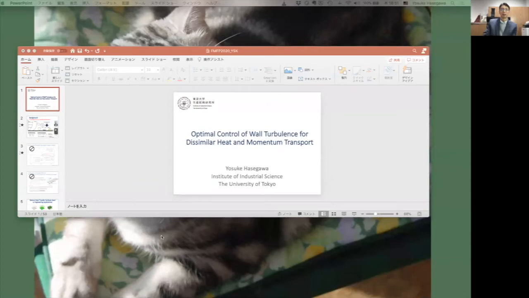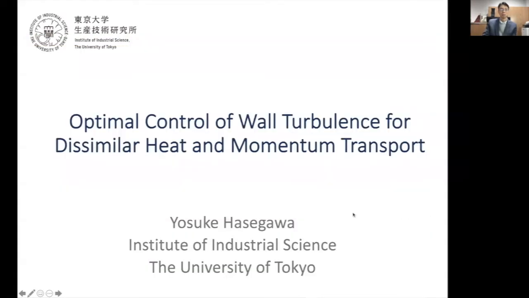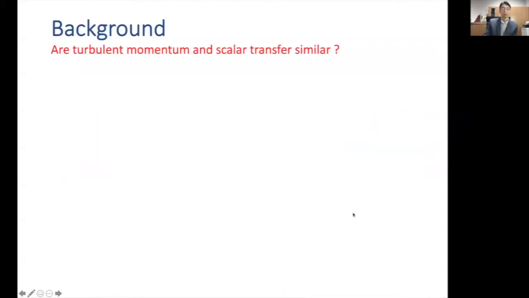Today, I would like to quickly introduce our recent work on optimal control of wall turbulence for dissimilar heat and momentum transport. The background of this work is a fundamental question: are turbulent momentum and scalar transfer similar?